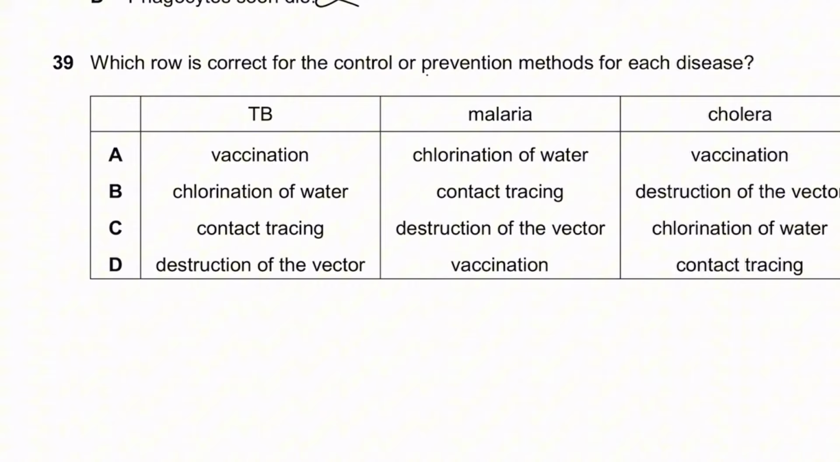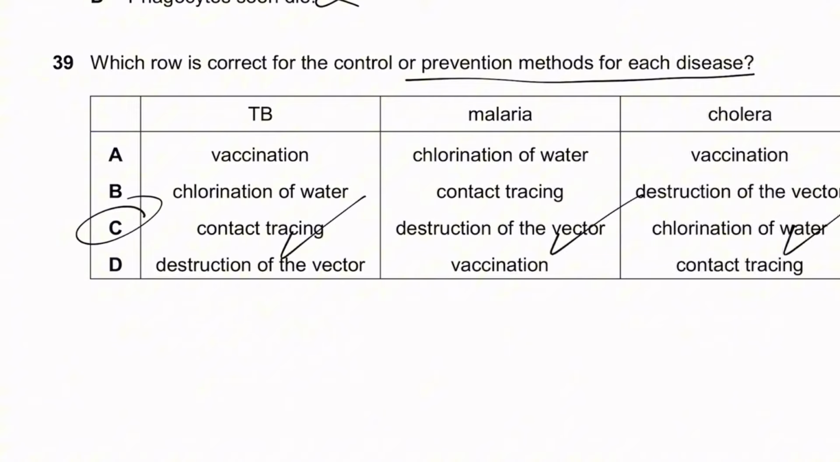Which row is correct for control and prevention methods for each disease? Well, let's see. So TB, control and prevention, is vaccination, chlorination of water, contact tracing, destruction of a vector. I have to say vaccination and contact tracing. Chlorination of water would be more effective for waterborne diseases, like in the case of cholera. And destruction of a vector, obviously there's not a vector, an animal or some organism that transfers the pathogen from one person to another, like in the case of malaria, and that's why we need to destroy the vector for malaria, chlorinate the water, and specifically do contact tracing.